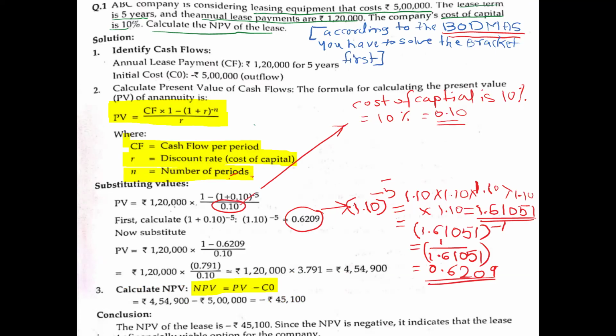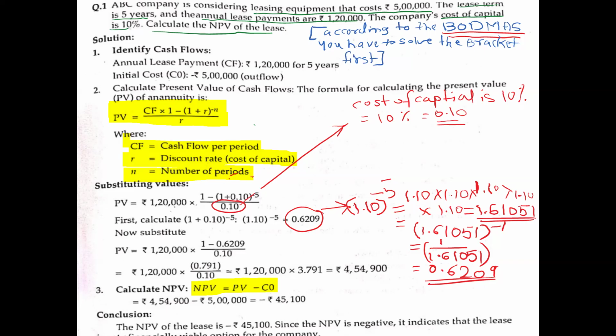Our question is: ABC company is considering leasing equipment that costs ₹5 lakh. The lease term is 5 years and the annual lease payment is ₹1 lakh 20,000. The company's cost of capital is 10%. Calculate the NPV of the lease. We have to calculate the NPV of the lease.